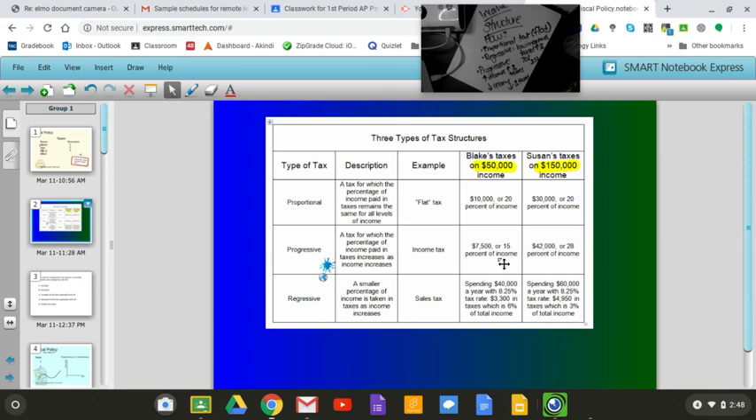So Blake, if this was last year, he would be in the 15% bracket. 15% of his income would go to taxes, which is $7,500 out of $50,000. Susan, on the other hand, she gets paid more. She gets taxed more. She would be in the 28% bracket. So $42,000 of her income would go to income tax alone.